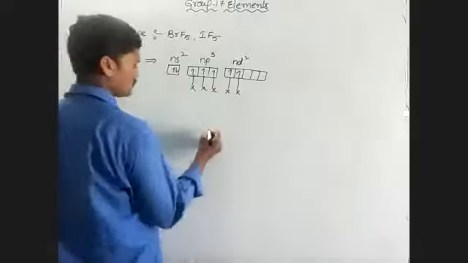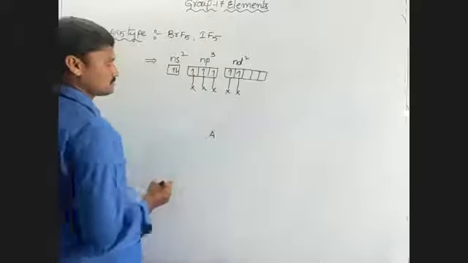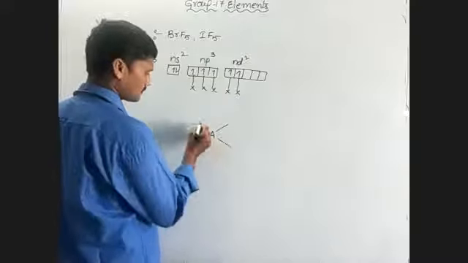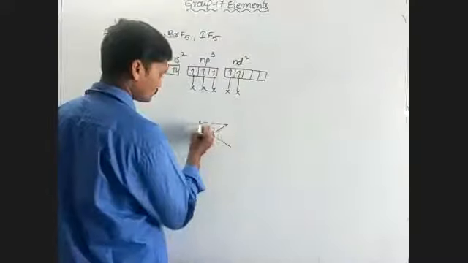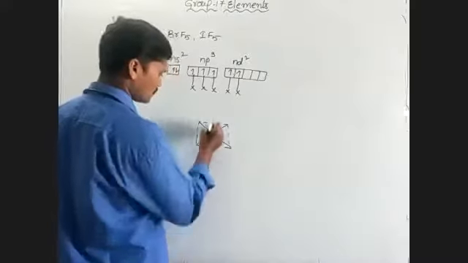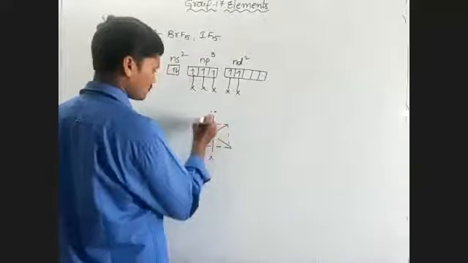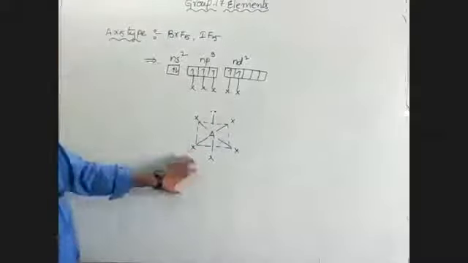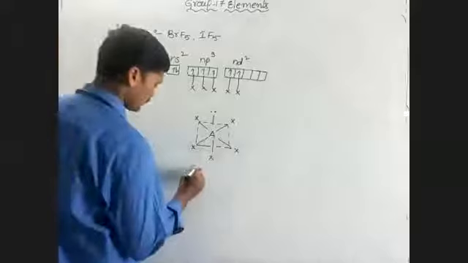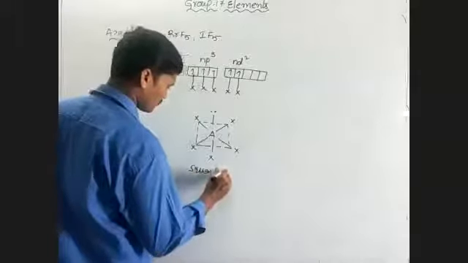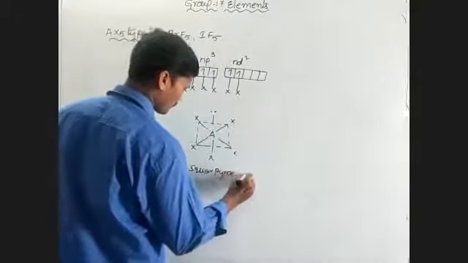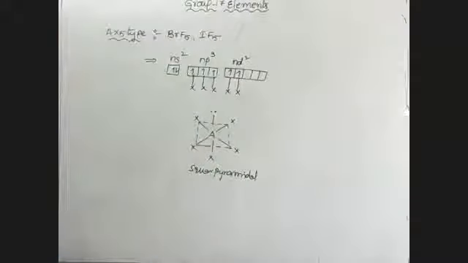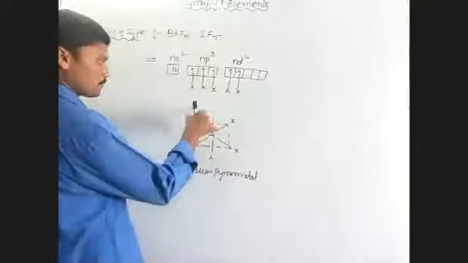Then this is A, the central atom. This is AX5. This is square pyramid shape, square pyramidal. It looks like an octahedral shape, octahedral, including the lone pair of electrons.